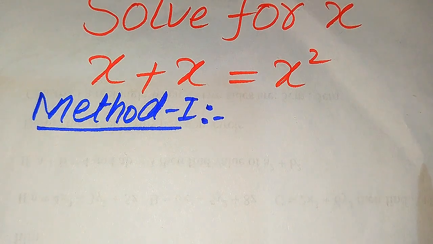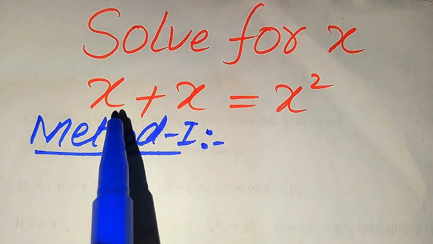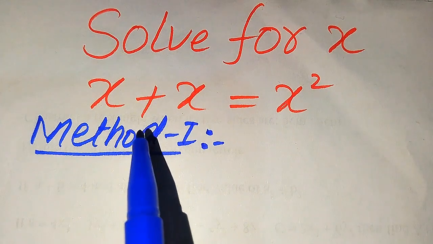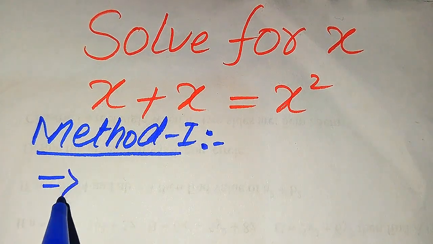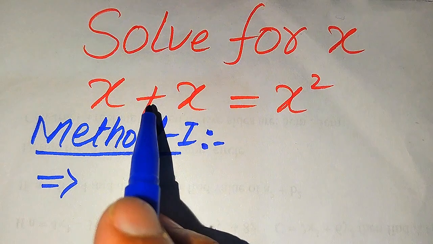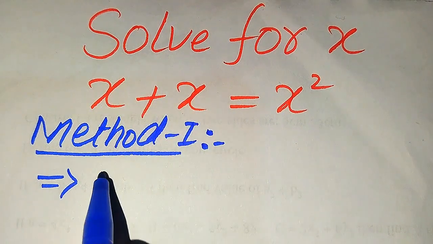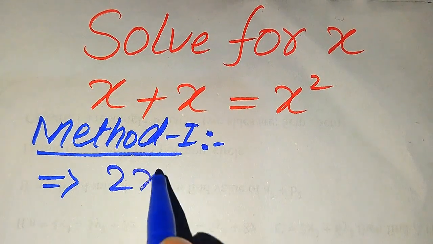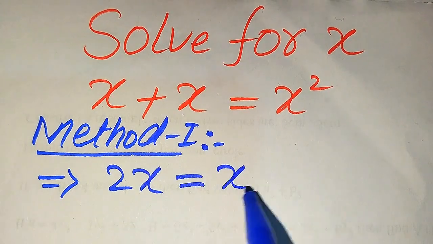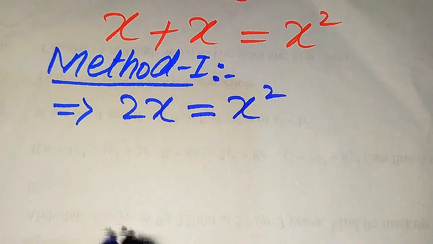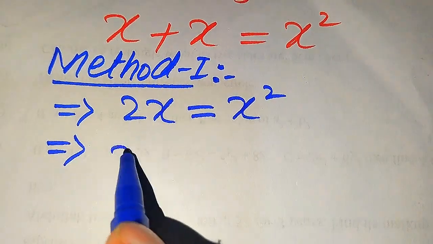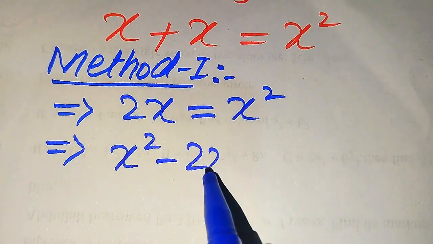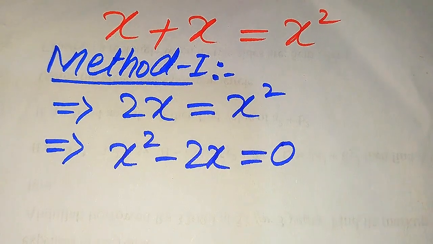And now we move towards our first method. In the first method you see here on the left hand side we have two variable terms added to each other. When variable terms are added to each other we just add the coefficients of these two terms. The coefficients of both terms are 1, so when we add them we get 2 times x is equal to x square. Further, because we solve this problem for the values of x, we move this 2x to the right hand side and it becomes x square minus 2x is equal to 0.